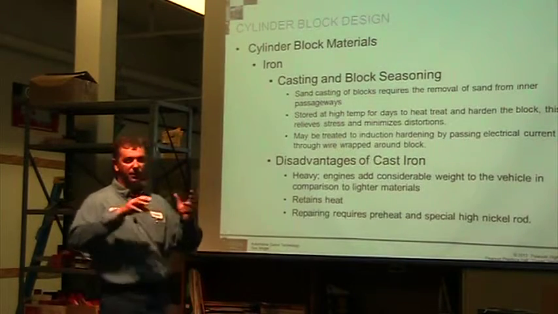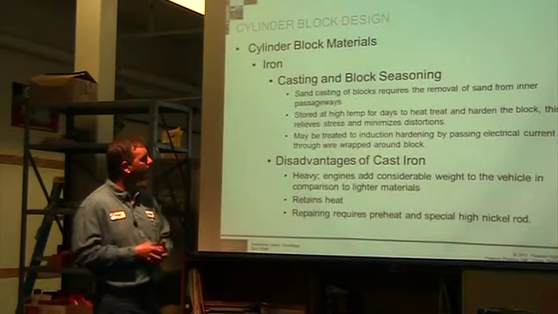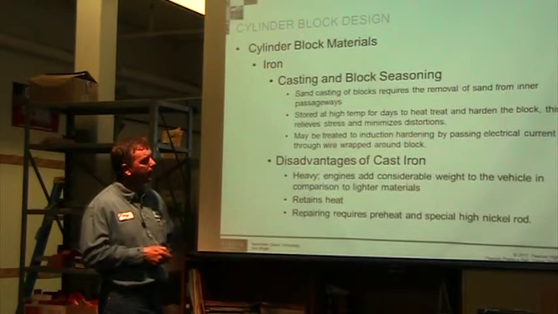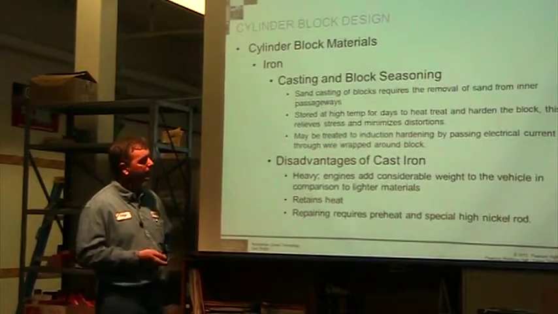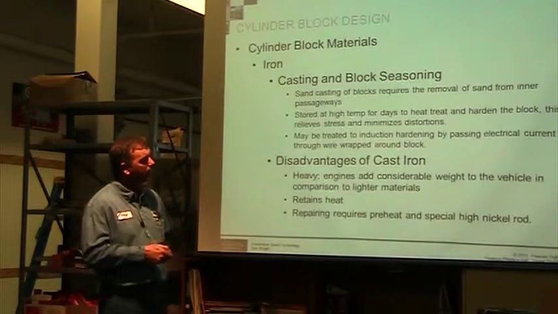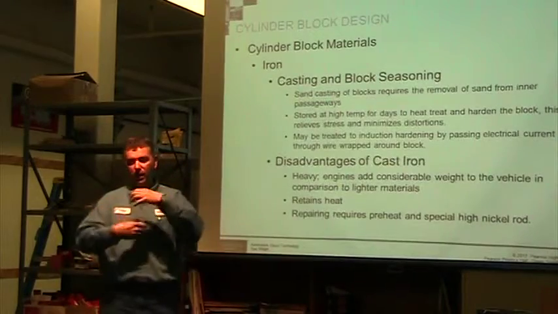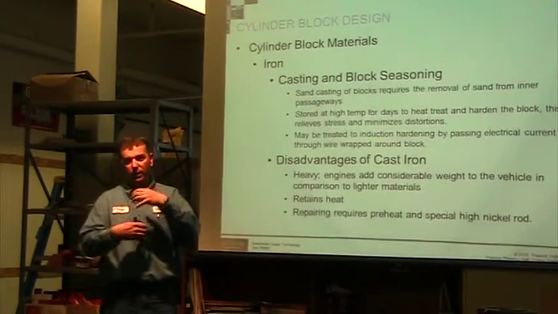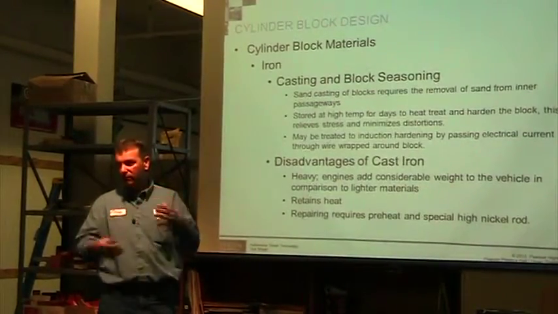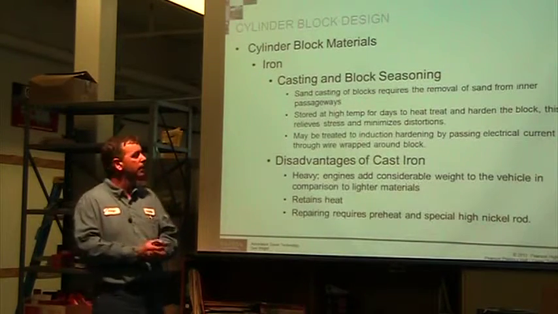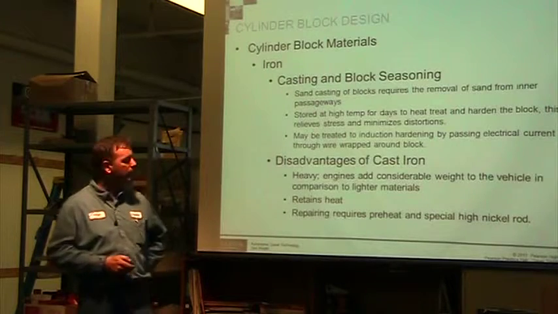It also stresses and twists really bad. So they may also treat it with inductive hardening, and we're going to see that again in a couple of places. Inductive hardening is when you pass electric current through a wire that's wrapped around. So they wrap the block in a bunch of heavy wire, run electricity through it, and that changes the molecular structure and makes it very strong. So they may be inductive hardened.